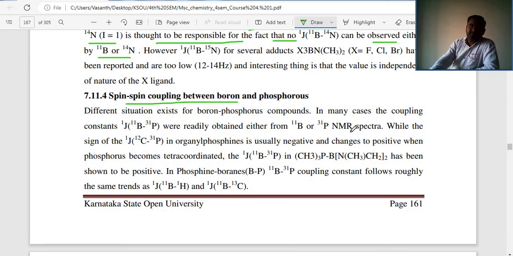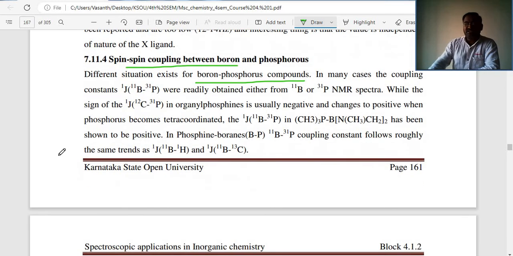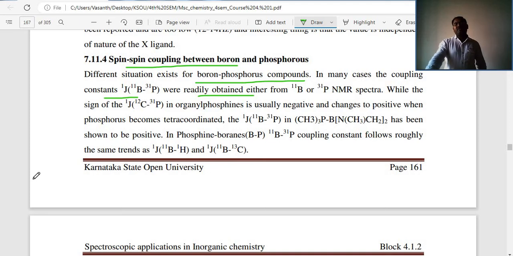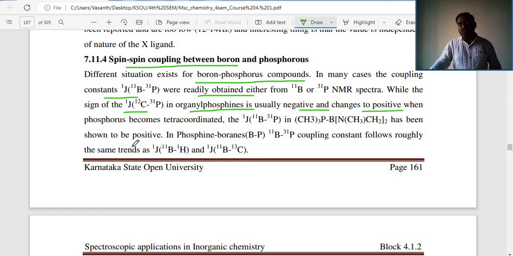The spin-spin coupling between boron and phosphorus. A different situation exists for boron-phosphorus compounds. In many cases, the coupling constant J was readily obtained, either from boron or phosphorus NMR spectra, while the sign of J in organyl phosphines is usually negative and changes to positive when phosphorus becomes tetra-coordinated.